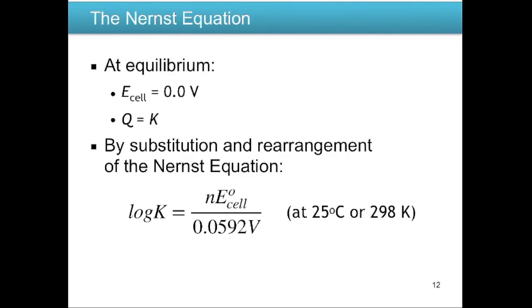So in this case, we've reached equilibrium, right? So a dead battery means the battery is at equilibrium, and there's no more energy available to do work, right? So here we go, at equilibrium, E cell equals 0, and Q equals K. So from the Nernst equation, if we substitute Q for K and E cell to be 0, we can rearrange the equation to get this guy here, and we can figure out the equilibrium constant of a particular battery.